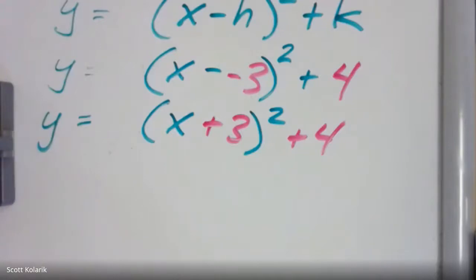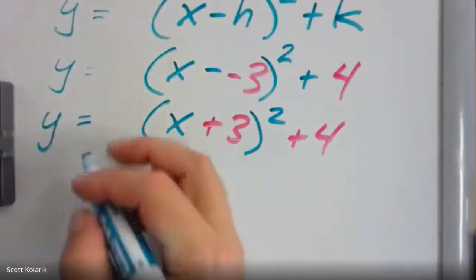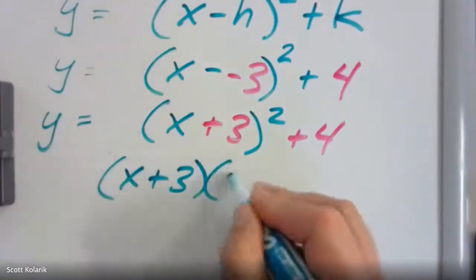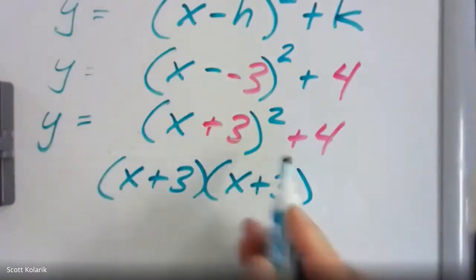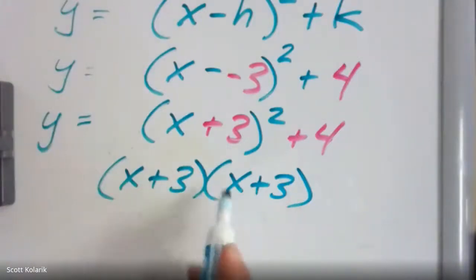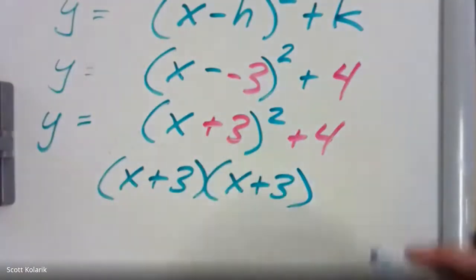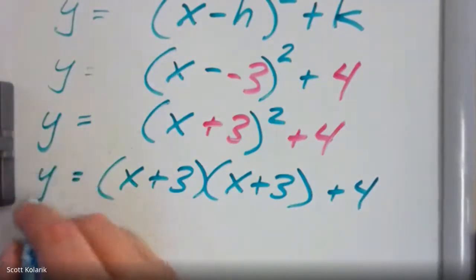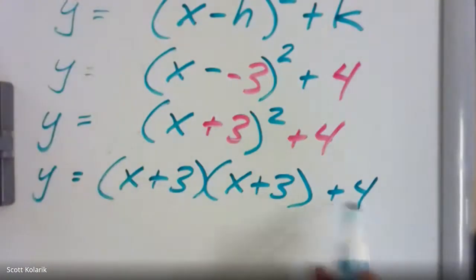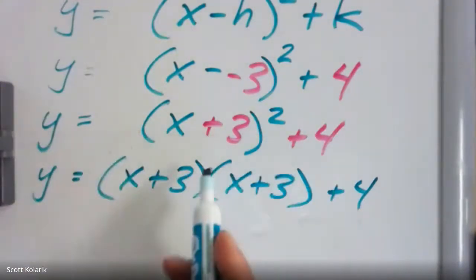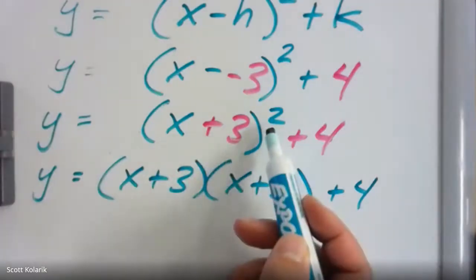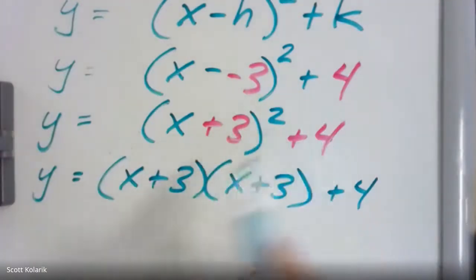All right, well, if I take this x plus 3 and multiply it by itself, I'm going to end up with x plus 3 times x plus 3. That's where that squared technically comes from. That's the same thing as this. And then don't forget that I also have this plus 4 on the outside. For the record, this is still the same exact version of this. We rewrite it in this squared form to show where the vertex is actually located.